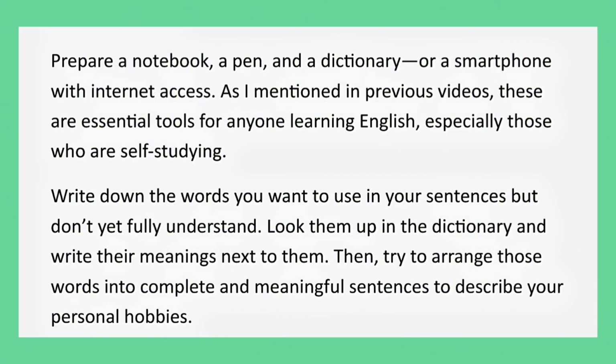Write down the words you want to use in your sentences, but don't yet fully understand. Look them up in the dictionary and write their meanings next to them. Then, try to arrange those words into complete and meaningful sentences to describe your personal hobbies.